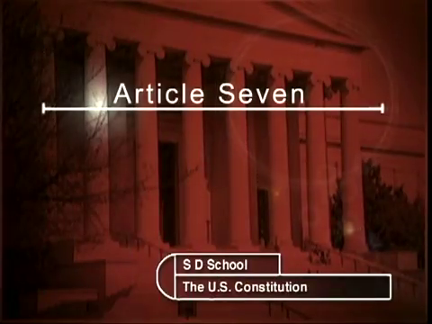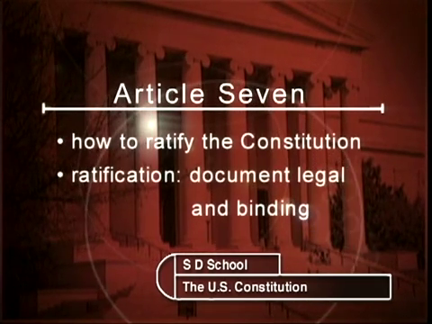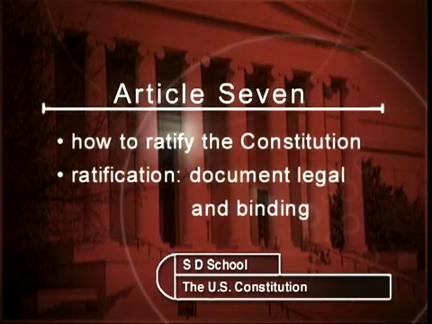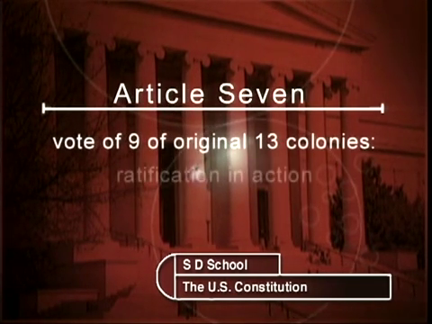Finally, Article 7 contains the directions for how to ratify the Constitution. Ratification is when the document first becomes legal and binding. A vote of 9 of the original 13 colonies is all it took to put ratification into action. So that's the meat of the Constitution for you. Before we go further, let's take a quick look at the articles we just covered.